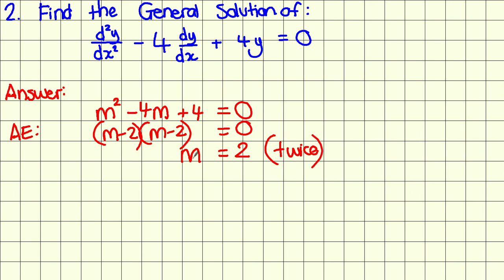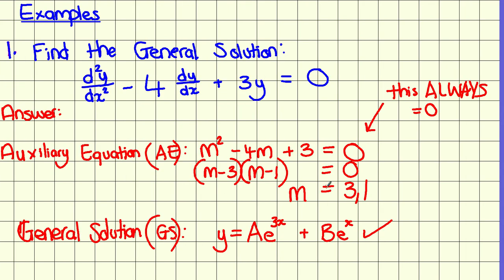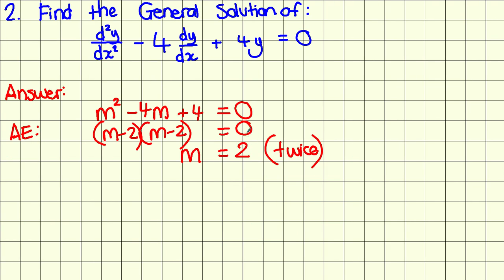Now can you see why this one is different from the one before? So if I go back a page, when we factorise we get two nice numbers for m, 3 and 1, they're different. This is the second type. This is a repeated type when you get two numbers and it changes your general solution, and you just need to remember what happens pretty much.